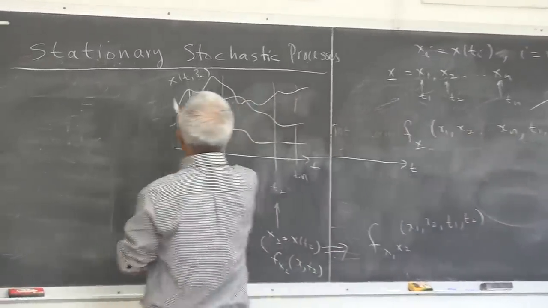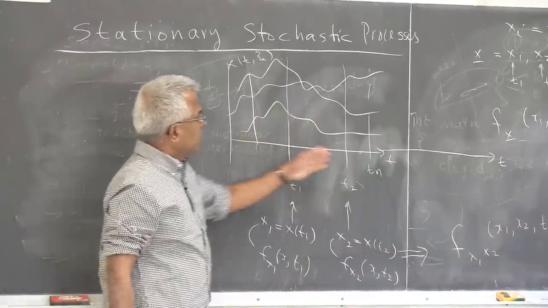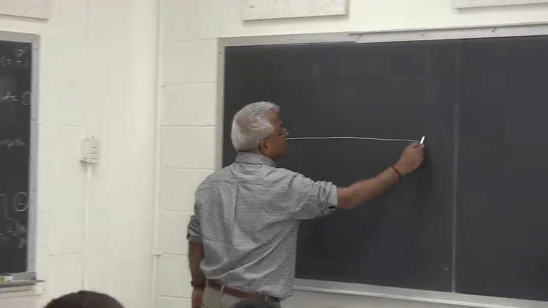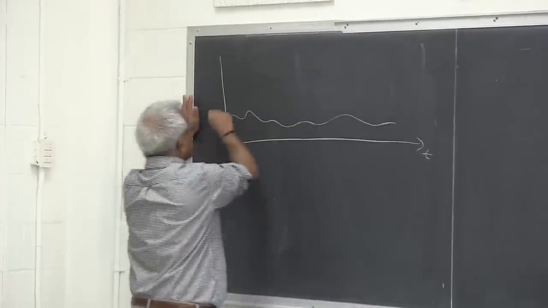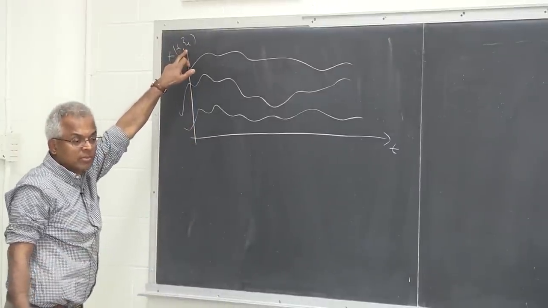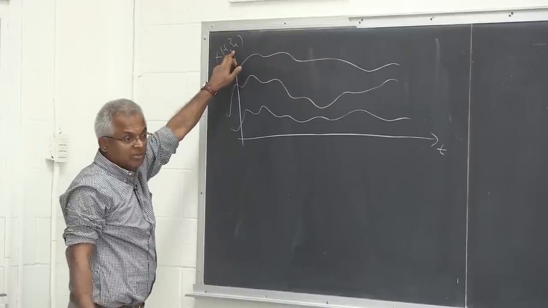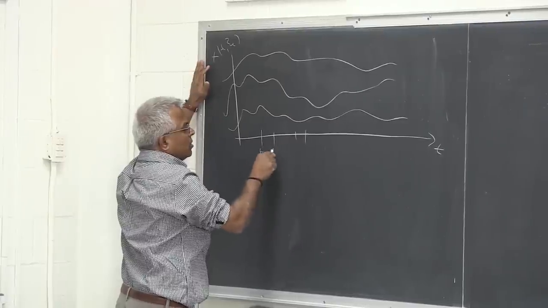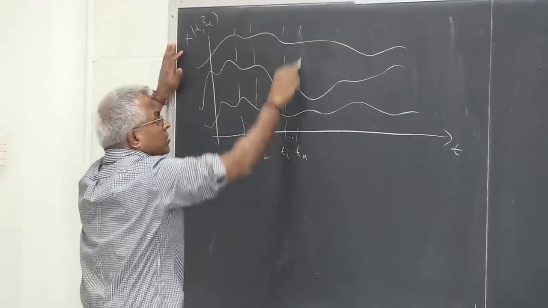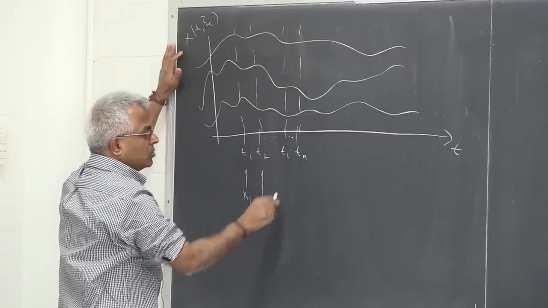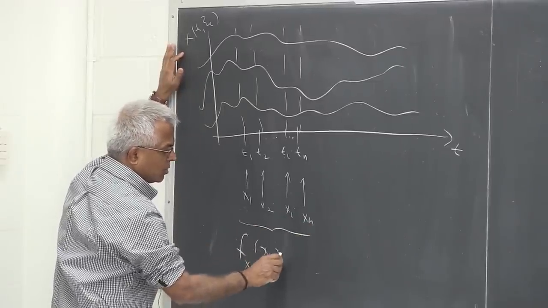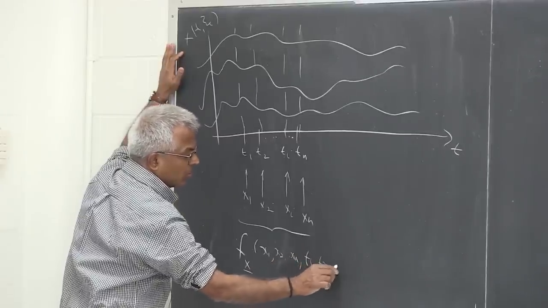Or more precisely, if I look again at time, I take time instances t1 through tn, let me draw it here. So, you have various realizations, right? All these realizations are for the psi, which represents the randomness, right? So, if I take the time instances t1, t2, ti, tn, I generate, of course, random variables x1, x2, xi, xn. And these have a joint density function x1, x2, etc., xn, corresponding to time instances t1, t2, etc., tn.